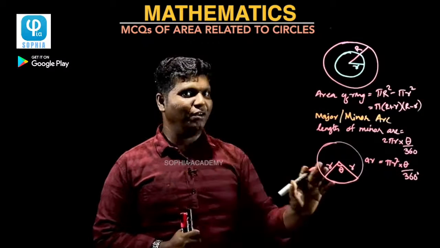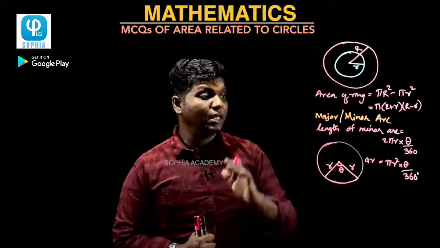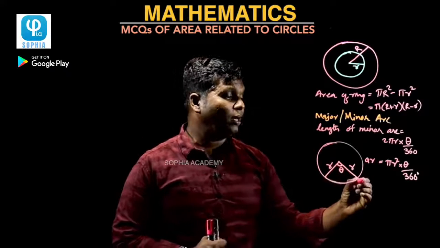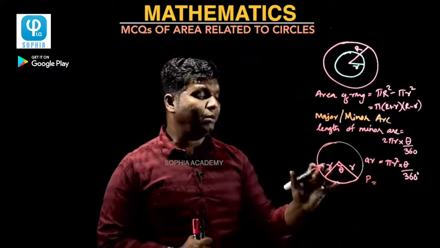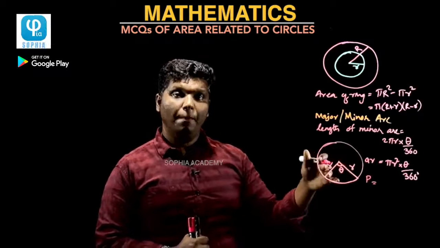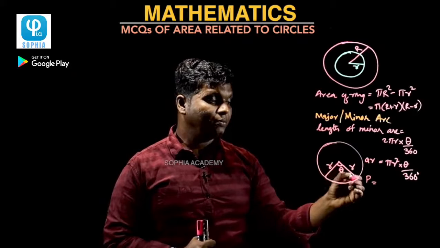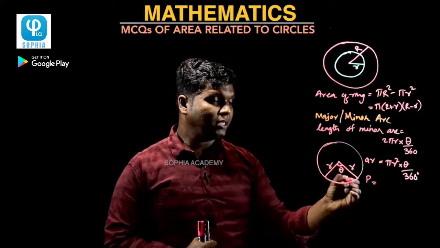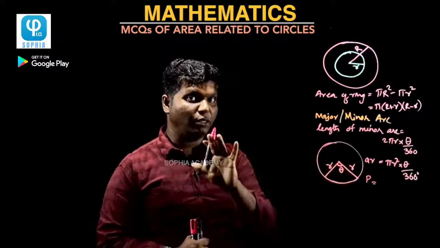Like that you can find the area. Now the next one is the perimeter. Now I told you about area, now let me tell you about perimeter. What about the perimeter of this sector? Perimeter means the total length, right? This much length, this one plus this one plus this one. That's what we call the perimeter.